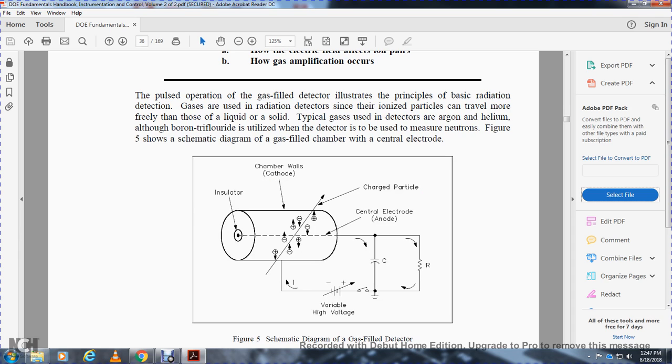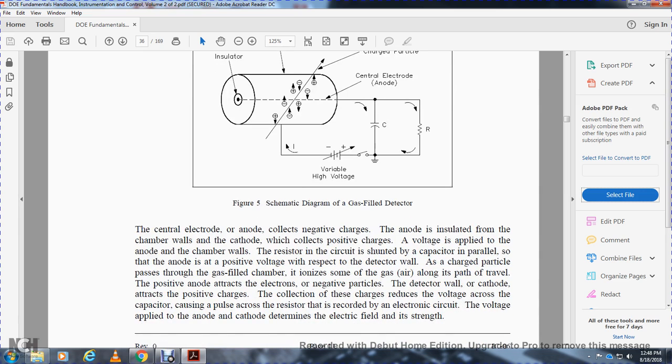It shows the DC capacitor and resistor circuit, grounded. The central electrode anode collects the negative charge and is insulated from the chamber wall, the cathode, which collects the positive charge. The voltage is applied to the anode and the chamber wall through the resistor, and the circuit is shown with the capacitor, with the anode at a positive voltage with respect to the detector wall. A charged particle passing through the gas-filled chamber ionizes some of the gas along its path of travel, producing positive ions and negative electrons that move toward the electrodes.